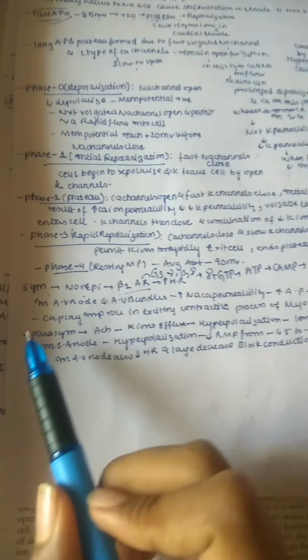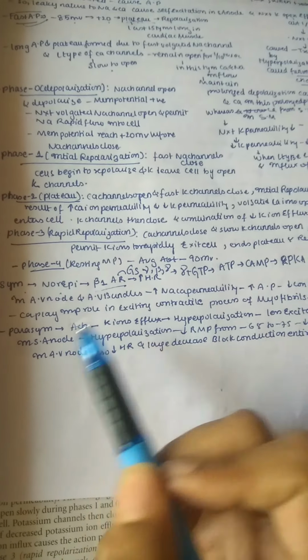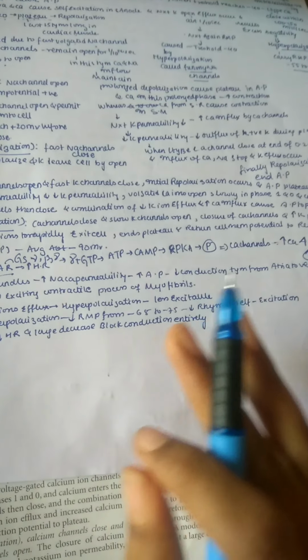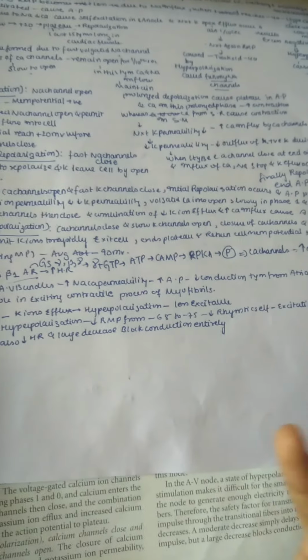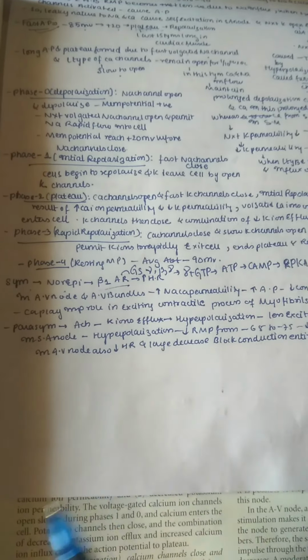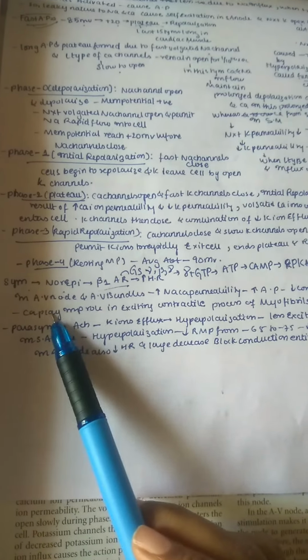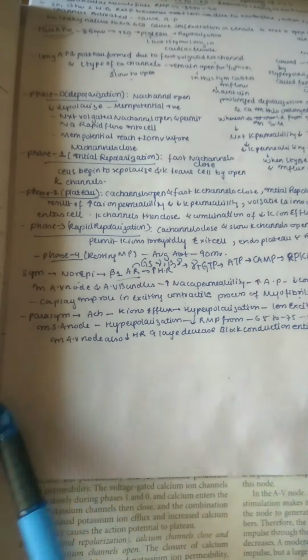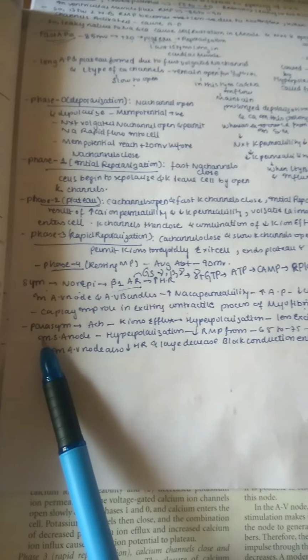And next, in the AV node and AV bundles, there is increase in sodium permeability and increased action potential. So this leads to decrease in conduction time from atria to ventricle. Of course, if the action potential is more, you can understand, it takes less time to pass the action potential. So calcium plays a very important role in exciting the contractile process of myofibrils. Yeah, we already know. So parasympathetic, P means peace.